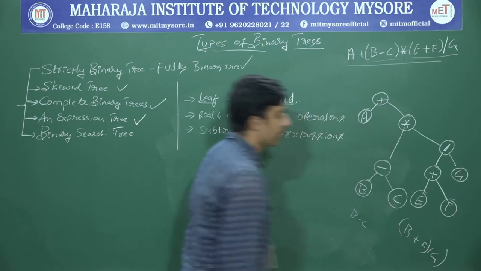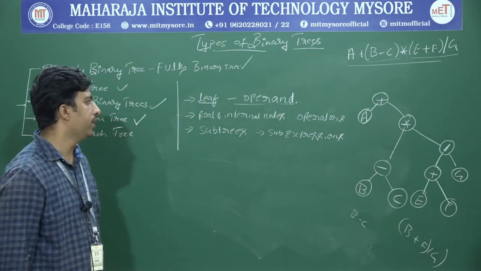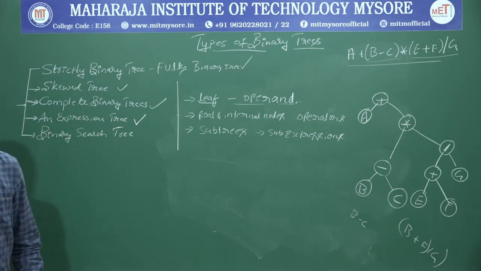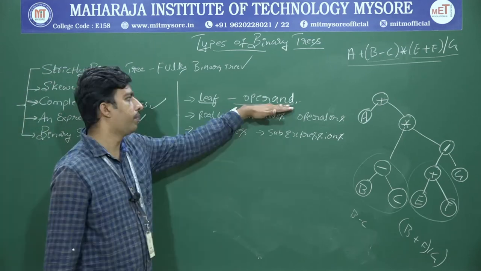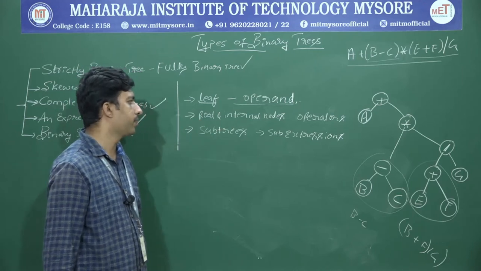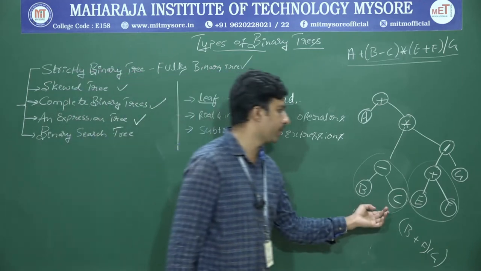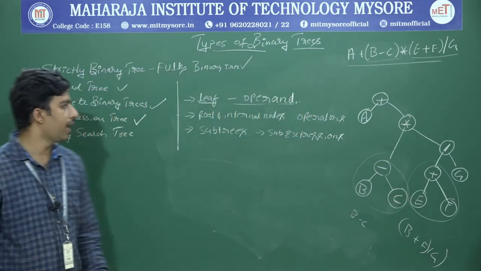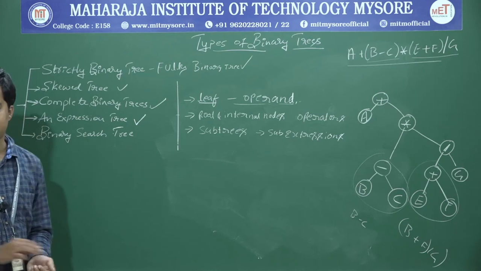Like that, intermediate nodes come under this. The leaves represent operands. Root nodes or intermediate nodes are operators. A subtree comes under a sub expression. Each subtree should consist of some sub expression. The last one is the binary search tree.